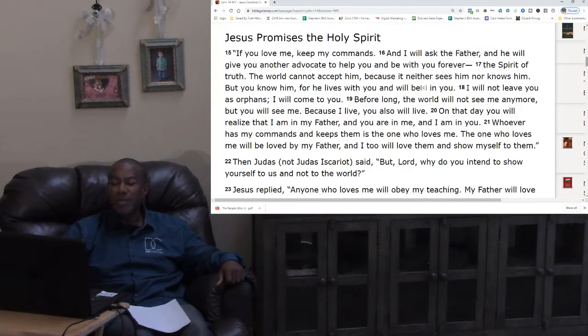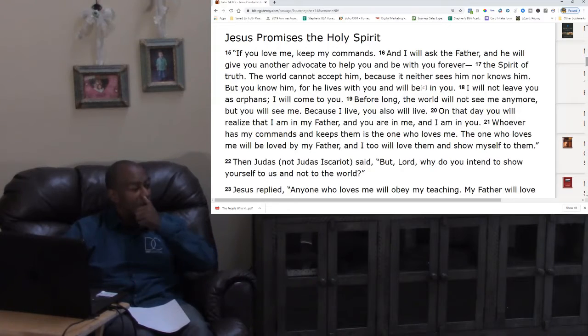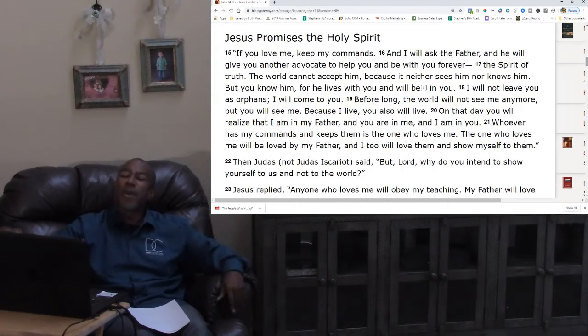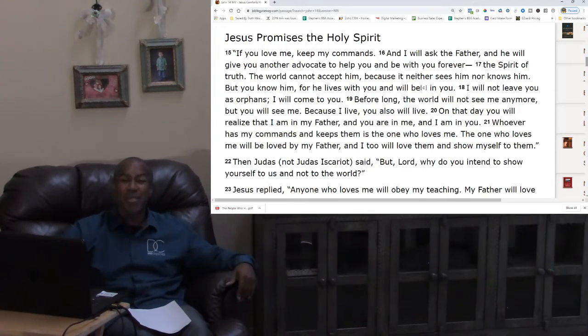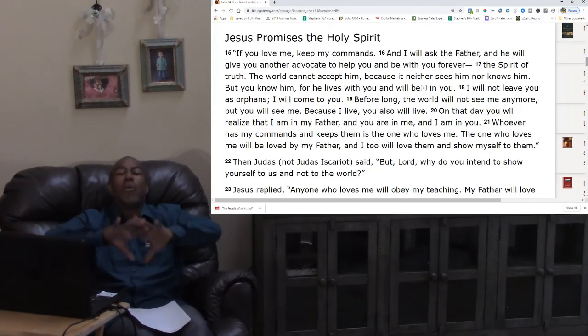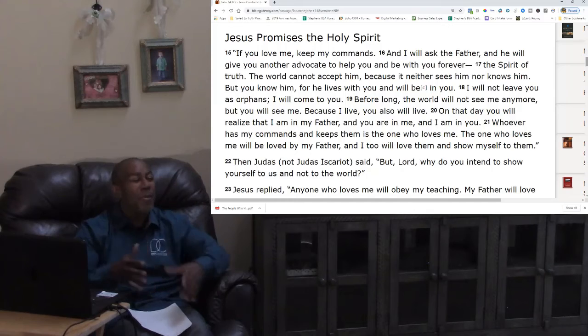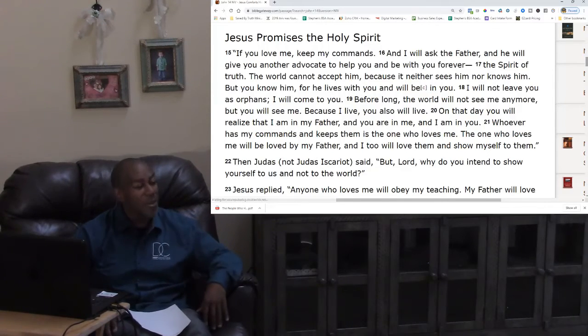It says, the one who loves me will be loved by my Father, and I too will love them and show myself to them. The Lord shows himself to the people who are keeping his commandments. Period. Just like it was in the Old Testament. Nobody in the Old Testament saw the Lord except the people keeping his commandments. Nobody got to talk to the Lord except for the people that were keeping his commandments. No one was protected by the Lord except for the people that were keeping his commandments. No one the Lord fought for except for the people that were keeping the commandments.